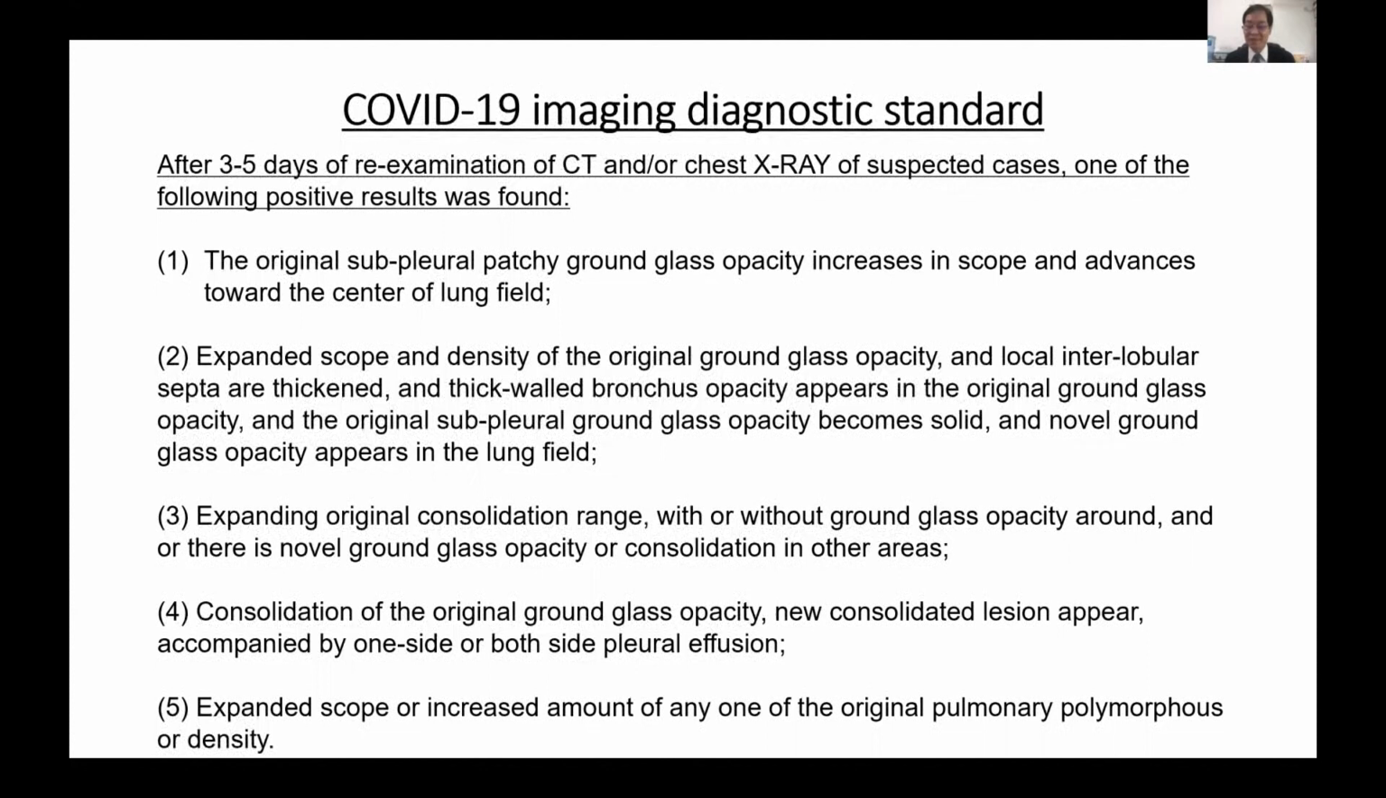Without ground glass around, there is novel ground glass consolidation in the other areas. Consolidation of the original ground glass. New consolidation later appears, accompanied by one-side or both-side pleural effusion. Expanding the scope, increasing the amount of any one of the regional boundary, morphology or density.